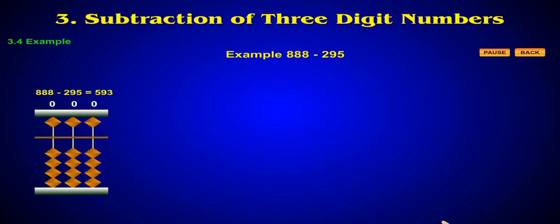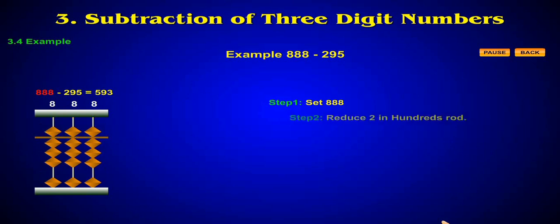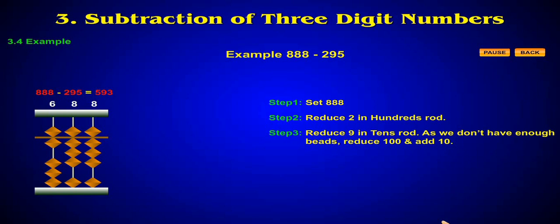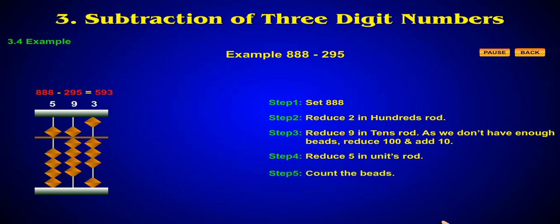Example: 888 minus 295. Step 1. Set 888. Step 2. Reduce 2 in hundreds rod. Step 3. Reduce 9 in tens rod. As we don't have enough beads, reduce 100 and add 10. Step 4. Reduce 5 in units rod. Step 5. Count the beads.